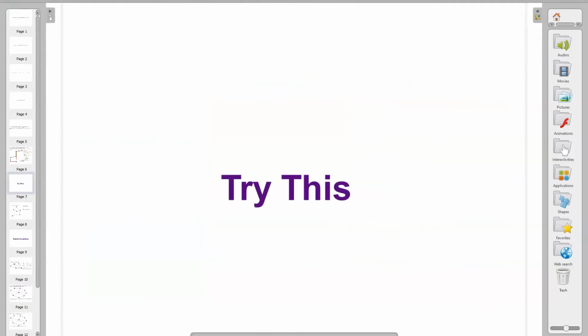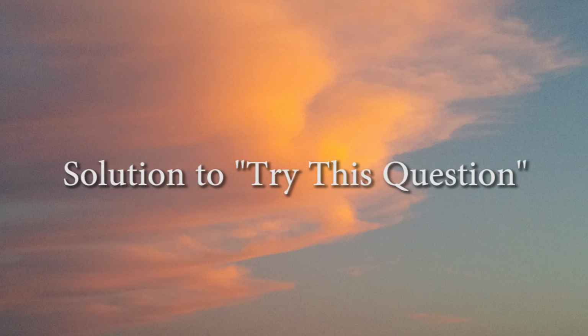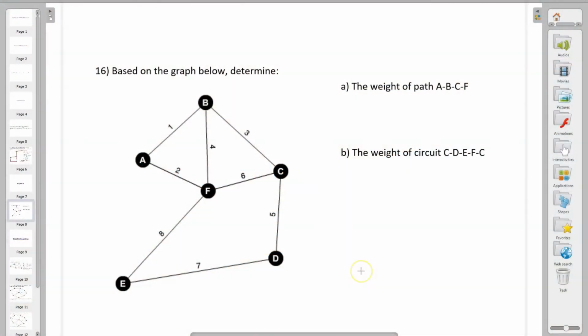Try this question on your own, and then come back to watch the solution. Based on this graph, determine the weight of path ABCF. A to B, B to C, C to F. We add up each of the edges. We've got 1 plus 3 is 4, plus 4 plus 6 is 10. So the weight of that path ABCF is 10.